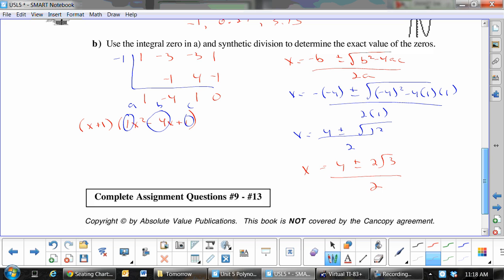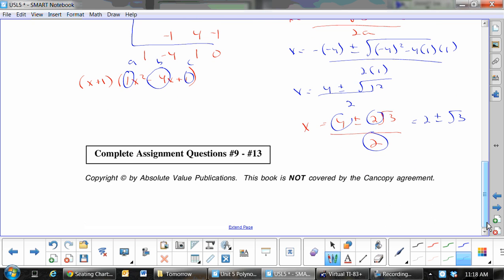Now, when all three of these are divisible by a number, that's the only time. If just 2 of them, okay, then leave it where it is. But this would be 2 plus or minus root 3.